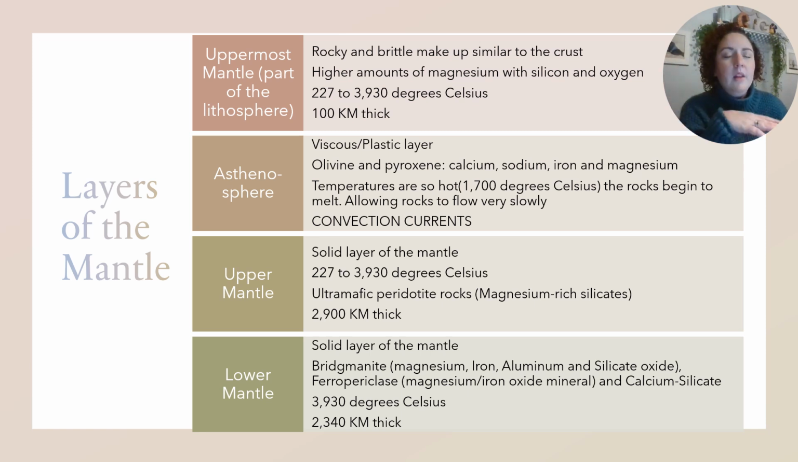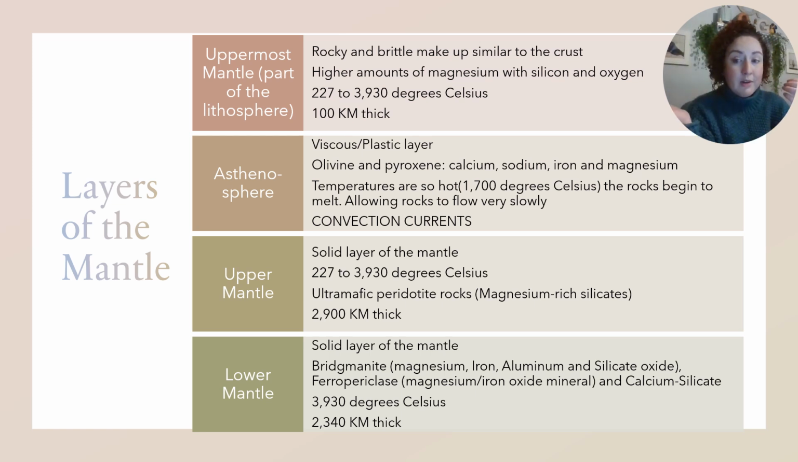move. Okay, moving on. Down below the asthenosphere, we have our upper mantle, which is more of a solid layer. Typically, things are solid because of the amount of pressure being placed on them. Again, we have that range of 227 to 3,930 degrees Celsius, but we are for sure warmer than 1,700, though not quite all the way to 3,930. So somewhere in between. Call it a good 250. Okay. These are ultramafic peridotite rocks.